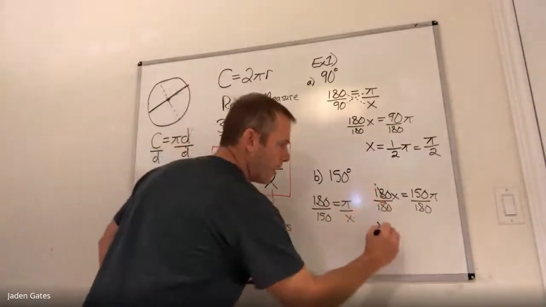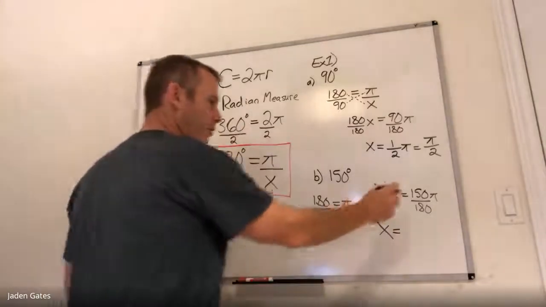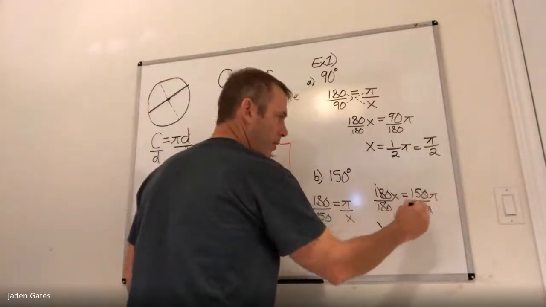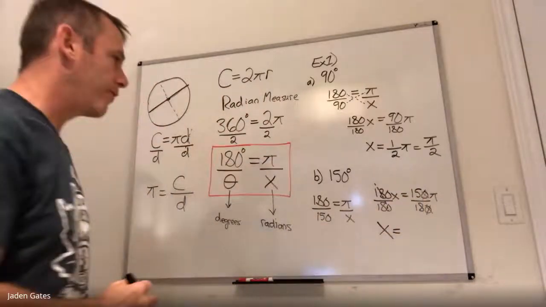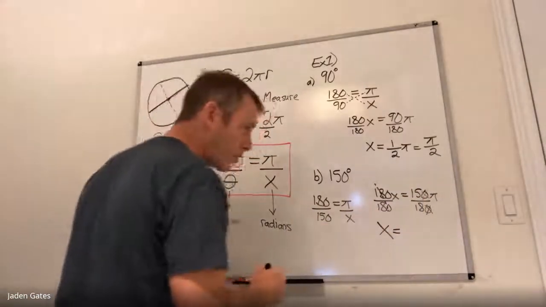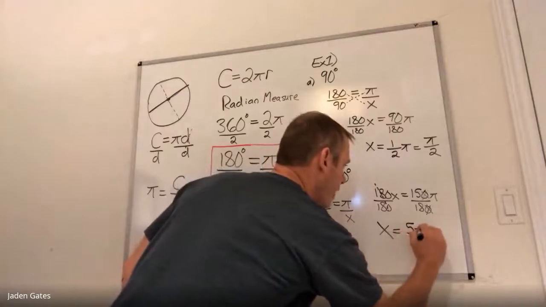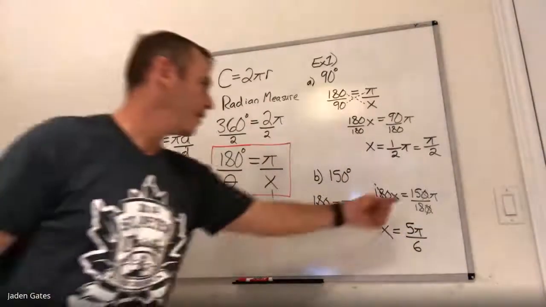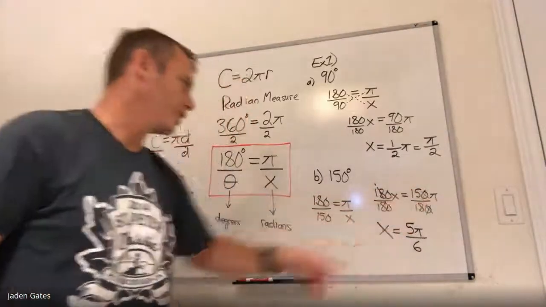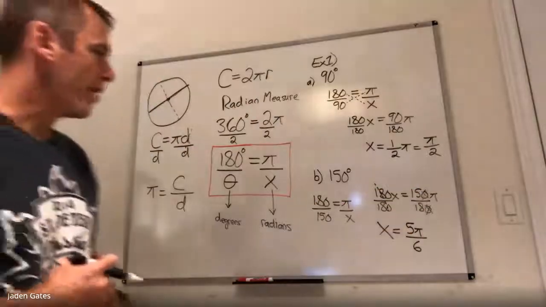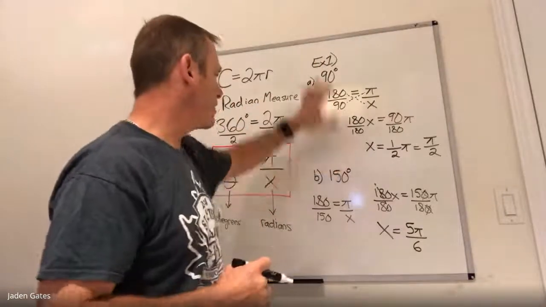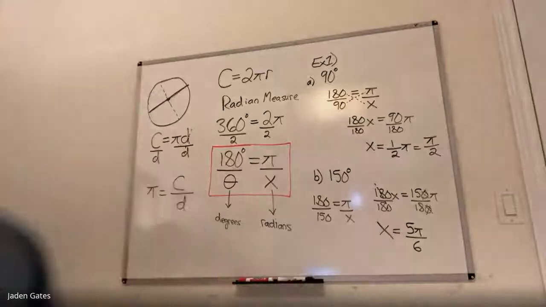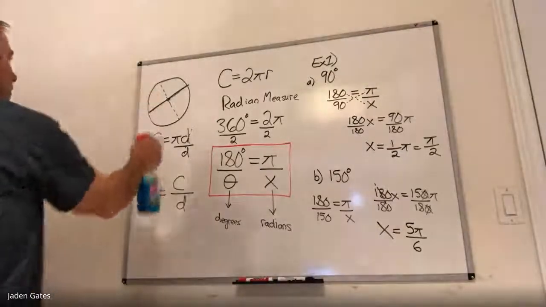And again, I can reduce this to lowest terms. First of all, I'll get rid of the zeros, right? 15 over 18, they're both divisible by 3, so this would be 5 pi divided by 6. Again, that's just taking my fraction here and reducing it to lowest terms. So that would be shifting degrees into radians. Now, like I said, we're going back the other way, so we'll do that.